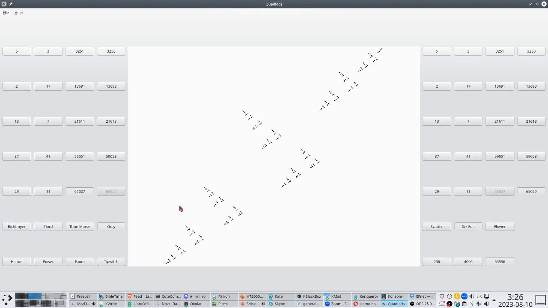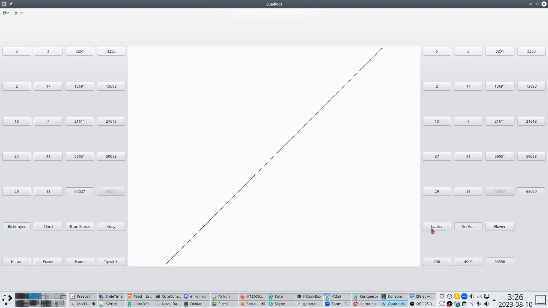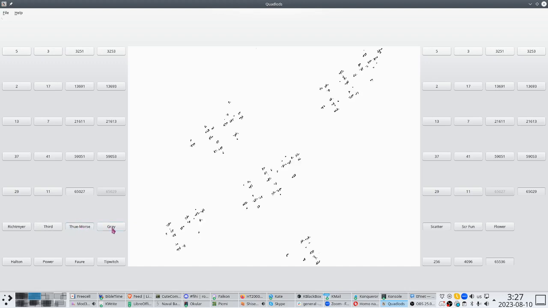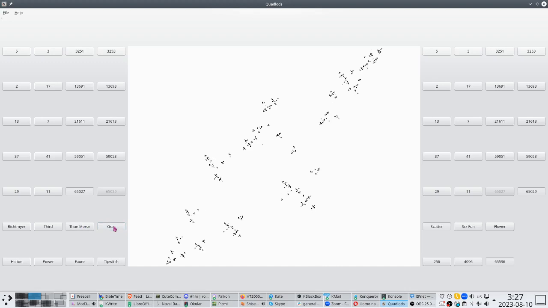Now I'll show you what these look like as a scatter plot. Well, a scatter plot of unscrambled is a straight line. Scatter plot of third scrambling looks like a bunch of blotches. So does Du Morse, and so does gray. They look like different patterns of blotches, but they do not cover well.